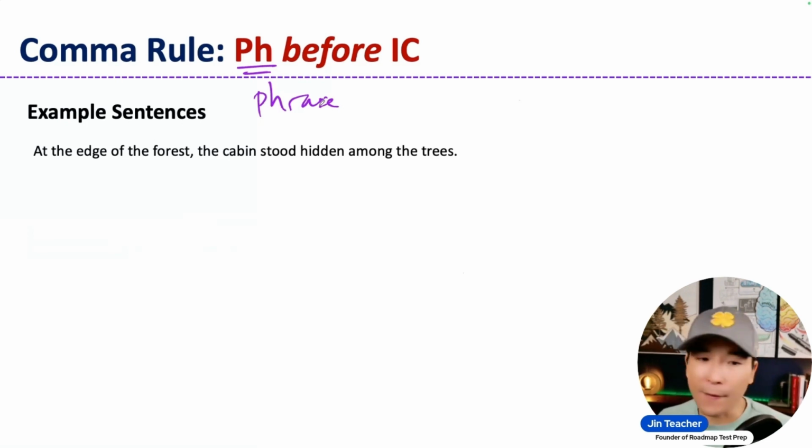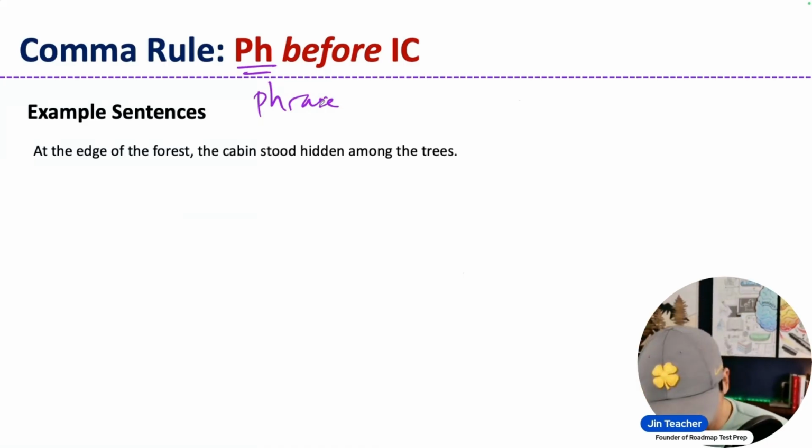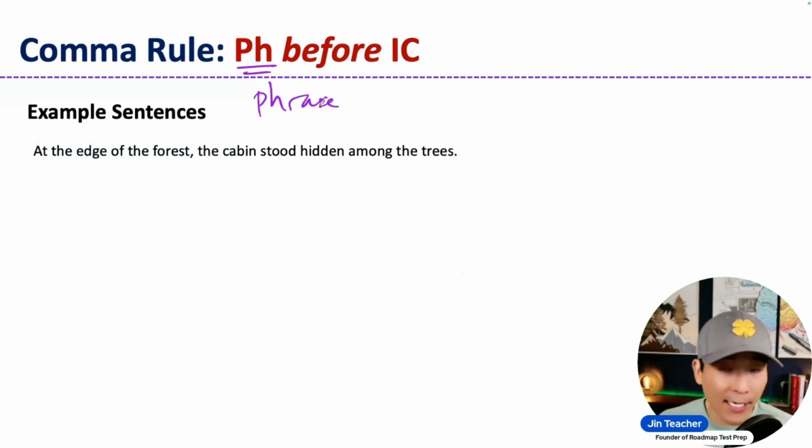So a phrase will never have a verb in it, but a dependent clause and an independent clause always have verbs inside of them. Okay, so it's a good tip to know when you're dealing with tricky sentence structure questions on the SAT. Okay, so now here's the thing, you guys, simple rule.